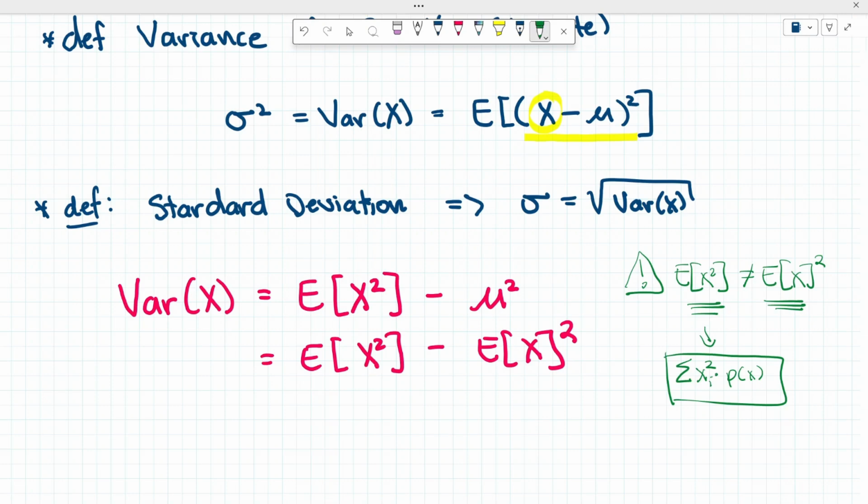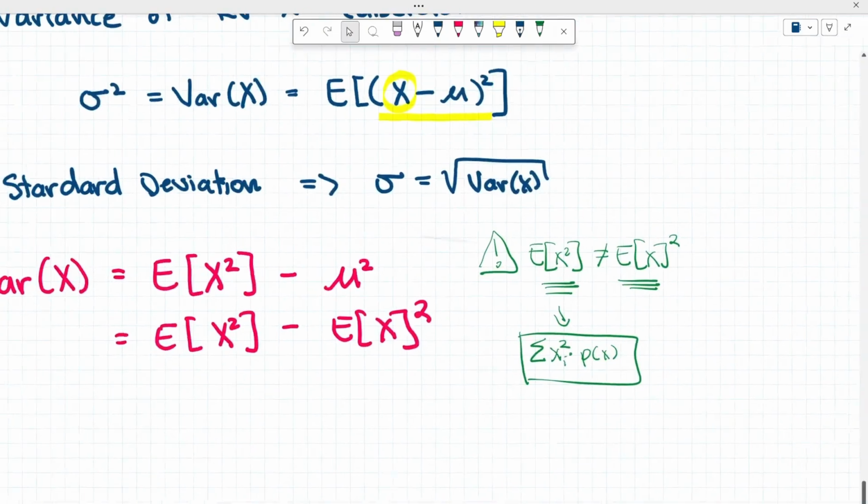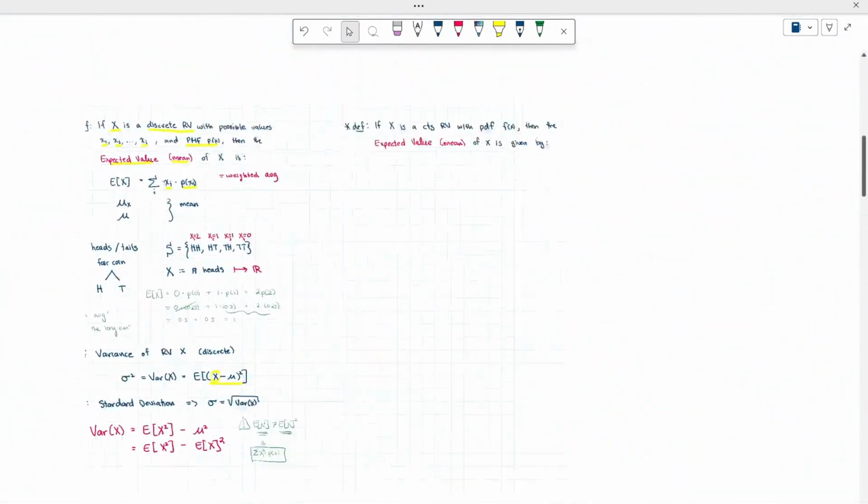So the next thing we're going to move on to is looking at continuous random variables, and we're going to see how their definition is different from that of a discrete random variable. So let's move on over there right away.